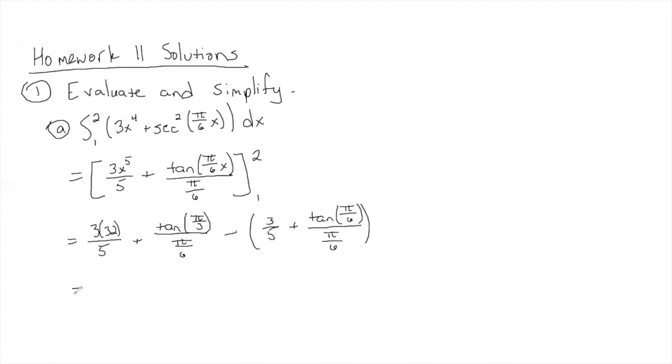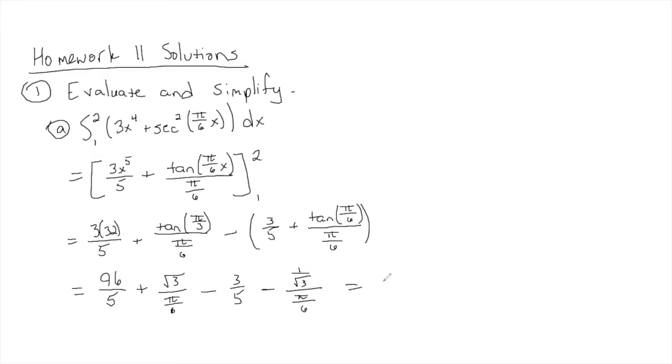So we get 3 times 32 over 5. I don't think that reduces at all, so this is just going to be 96 over 5. Yeah, there's no factors of 5 in there. Tangent of pi over 3, remember, is just root 3, over pi over 6. We'll deal with that in a second. Minus 3/5 minus tangent of pi over 6, which is 1 over root 3, over pi over 6.